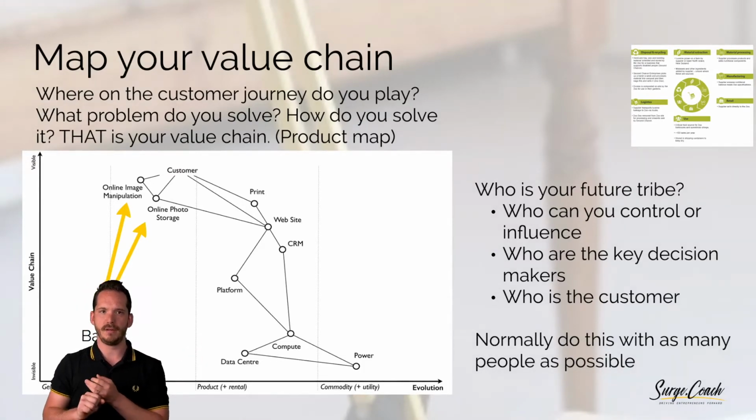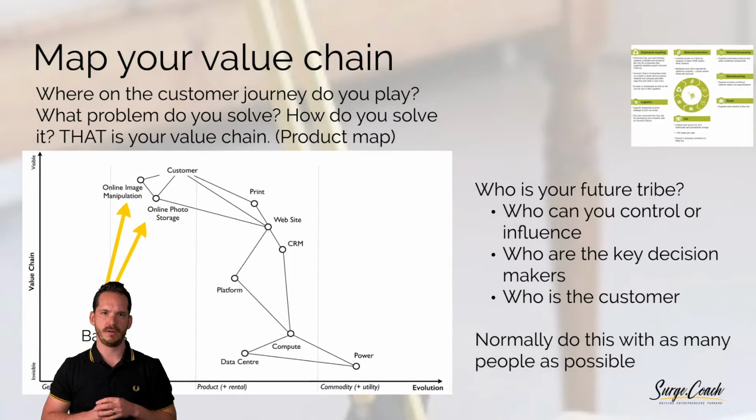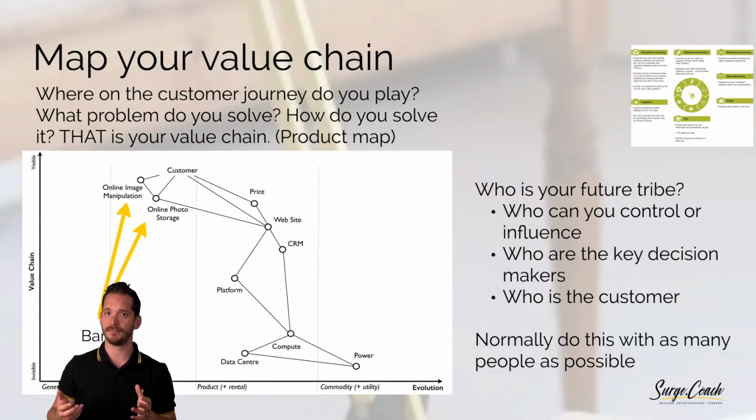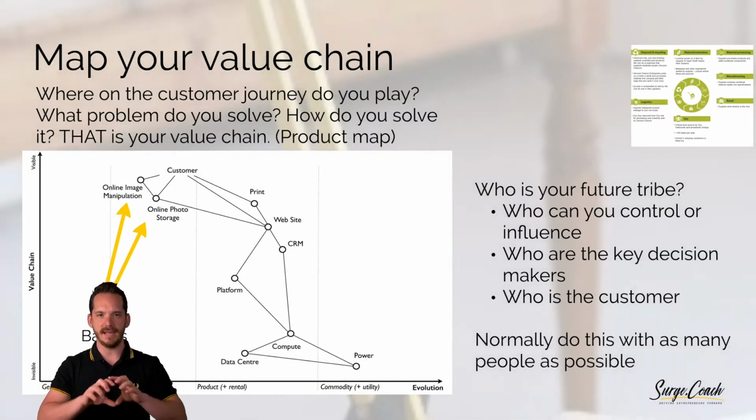When you do your value chain analysis, you want to look at, okay, who's the future tribe? Which parts can I control or influence? Who are the key decision makers in those departments? Who's the customer? How many types of customers do you have? Try and do this with a lot of people. At least your 2 champions. Once you have a rough guide, you can go, right, here's my starting point.